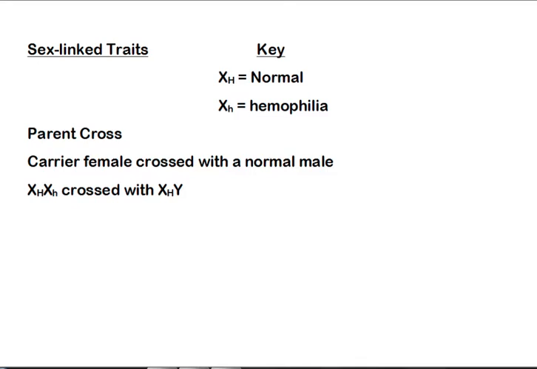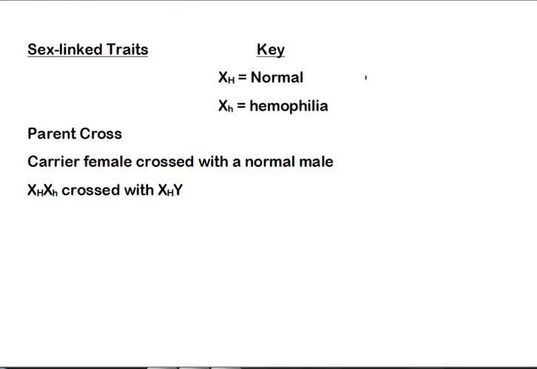One specific sex-linked trait that occurs in humans is for the trait of hemophilia. Hemophilia is a disorder that involves problems with clotting of your blood. This is an X-linked trait that is coded for by a recessive allele.